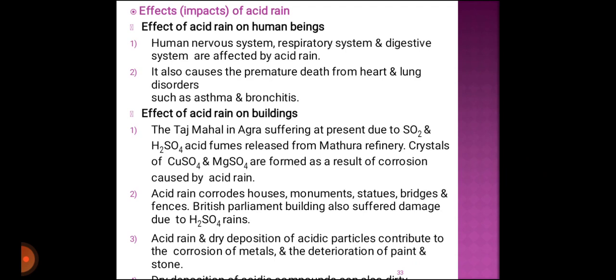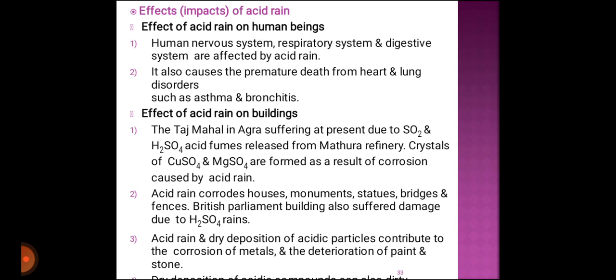Effects of acid rain on buildings. The Taj Mahal in Agra is suffering at present due to SO2 and H2SO4 acid fumes released from the Mathura refinery. Crystals of copper sulfate and magnesium sulfate are formed as a result of corrosion caused by acid rain. Acid rain corrodes houses, monuments, statues, bridges and fences. The British Parliament building also suffered damage due to acid rain. Acid rain and the dry deposition of acid particles contribute to the corrosion of metals and the deterioration of paint and stone.